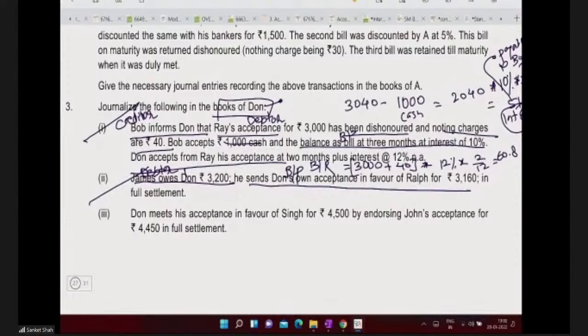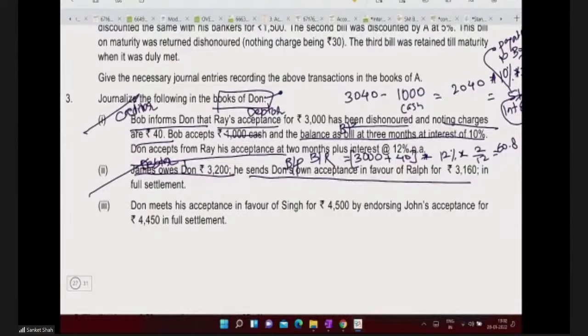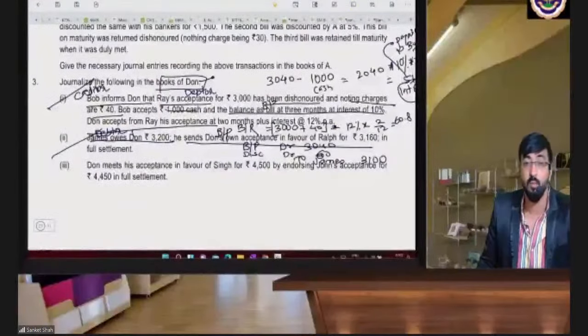So bills payable account debit. We are going to cancel bills payable of 3040. Then we are not going to receive 60 rupees now, so discount account debit, and James's debtor balance becomes cancelled, 3100. So bills payable account debit, discount account debit to James account. We are getting our own acceptance, that is bills payable, and we are going to cancel it. James is the giver and this discount is our loss.